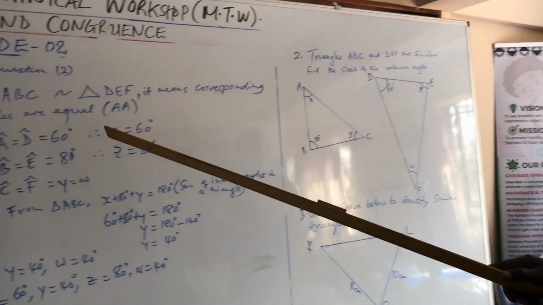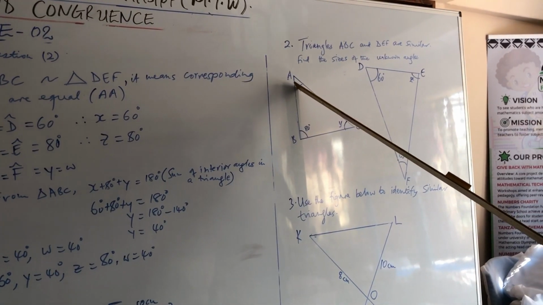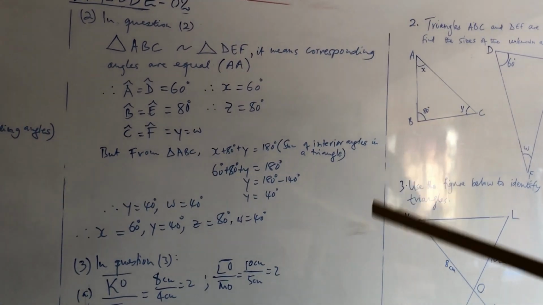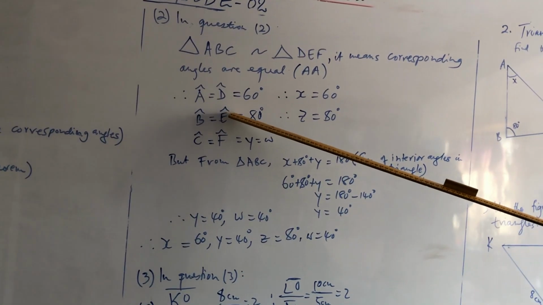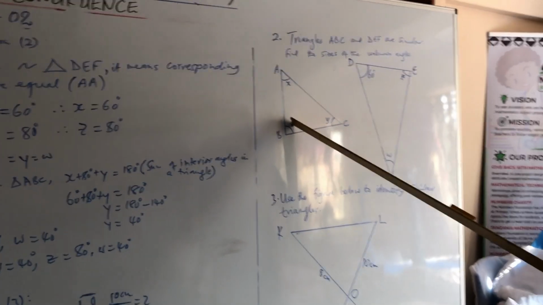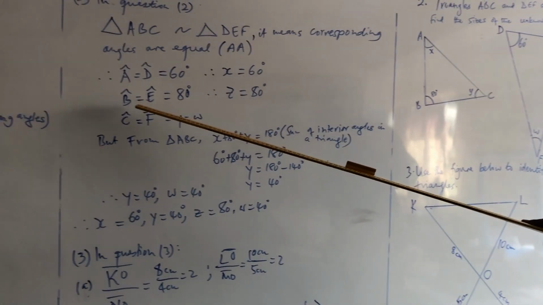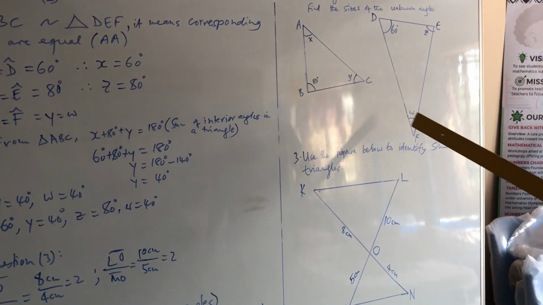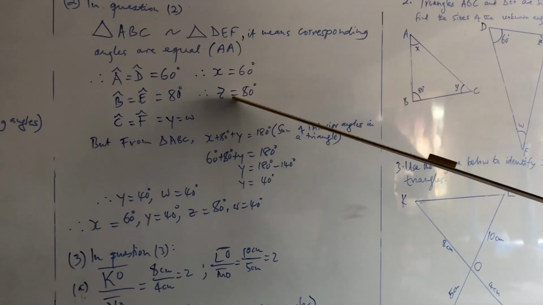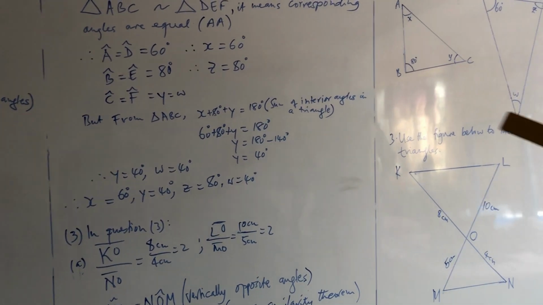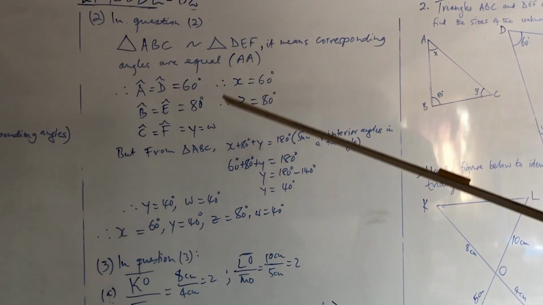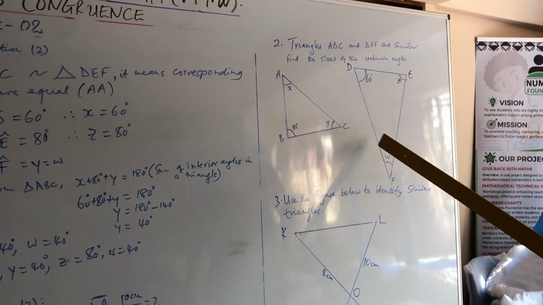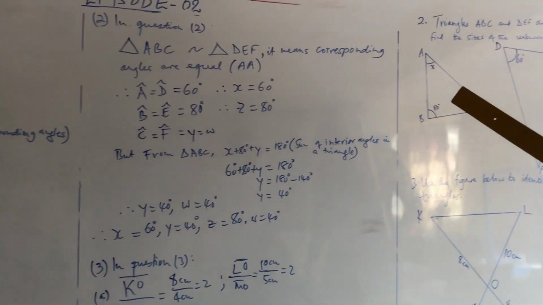Now, A equals D, but D is what? 60 degrees. But what is A? A is X. Therefore, I have a reason of saying that X is equal to 60 degrees by simple comparison. B equals E. But what is B? 80 degrees. So I have a reason of saying that B is equal to E is equal to 80 degrees. But what is E? E is Z. Therefore, Z is equal to 80 degrees. And finally, C, which is equal to F, meaning that W is equal to Y.